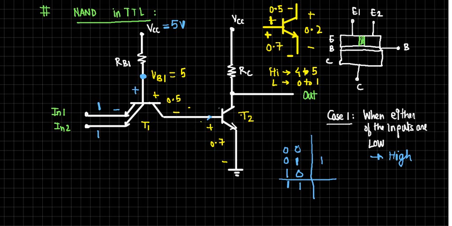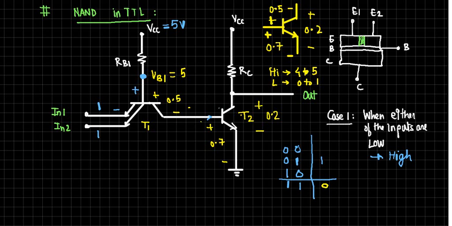If this is conducting, how much is the voltage here at the output? It is as good as VCE. How much is that? We have assumed 0.2. Is it in the range of high or low? It's in the range of low. That means the output will be low. So when both the inputs are 1, 1, the output is low. This is how the basic transistor logic works. This is a basic fundamental block of any TTL logic, NAND gate. So it works as a NAND gate, right?